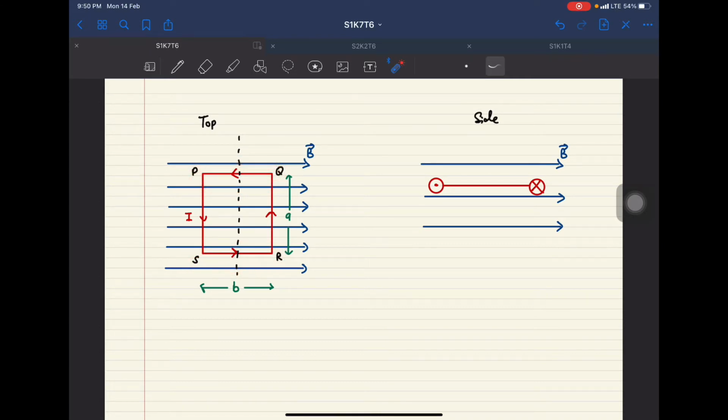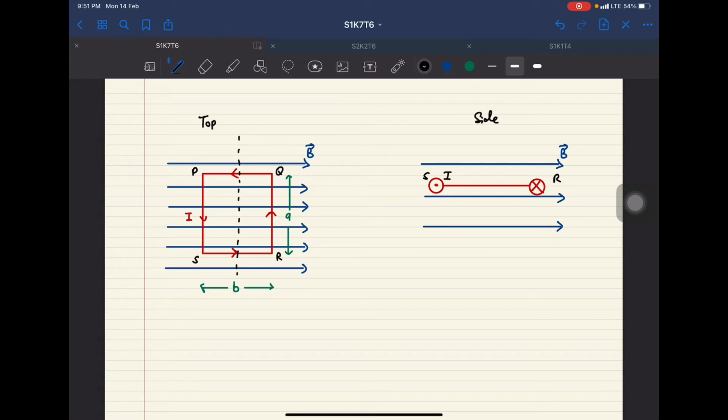If I do a side view, this was the top view where we are looking from the top. What if we look from this side? Maybe I can label this one as RS. You can see that this is the current going into the page, and this one is going out of the page. That's why I label them out and in. This is the symbol that represents the direction of current, I.